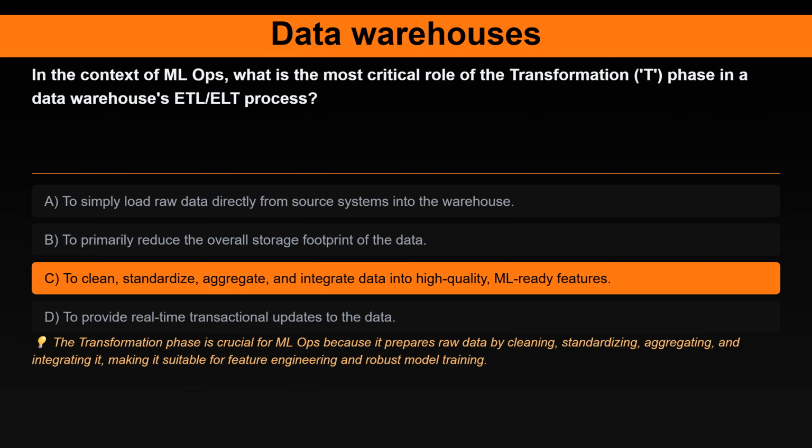The correct answer is, quote, to clean, standardize, aggregate, and integrate data into high-quality, ML-ready features. Here's the explanation. The transformation phase is crucial for ML ops because it prepares raw data by cleaning, standardizing, aggregating, and integrating it, making it suitable for feature engineering and robust model training.